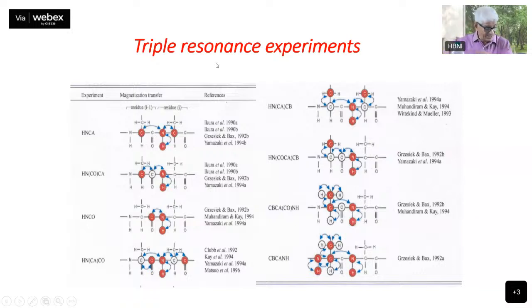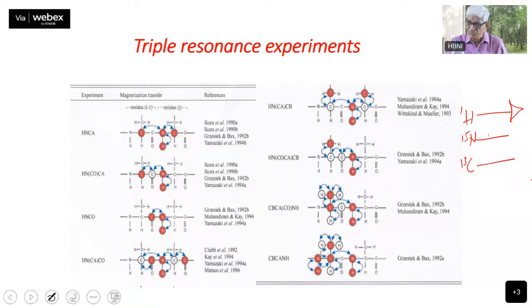As I said, this will require three channels. All these experiments are called triple resonance for that reason. You have a proton channel, a nitrogen channel, and a carbon 13 channel. The spectrometer should have three channels so that you can independently apply pulses on the individual channels. Data is always collected on the proton channel, and you apply various pulses on the proton, nitrogen and carbon channels, depending upon the way you want to transfer magnetization.